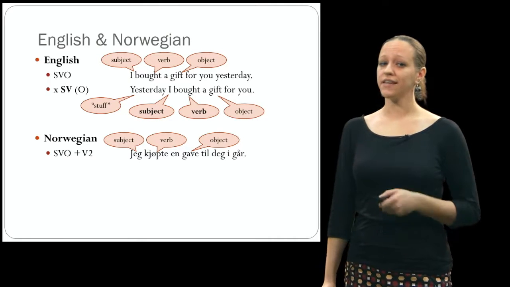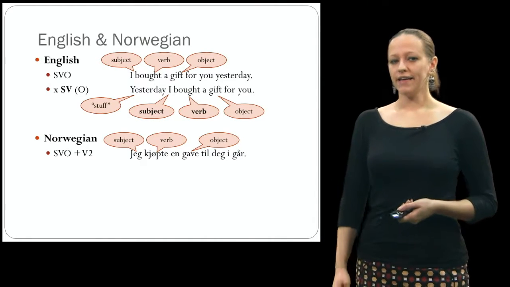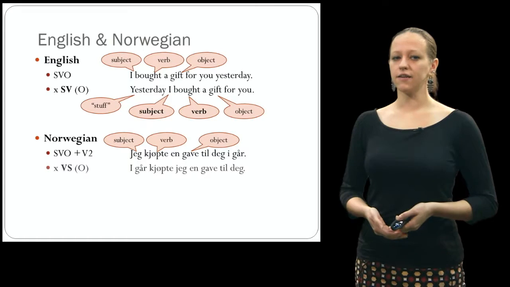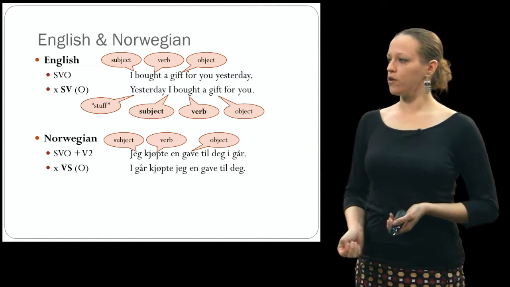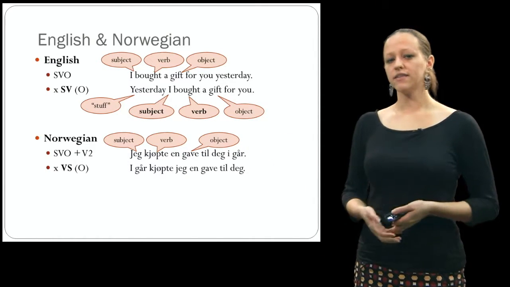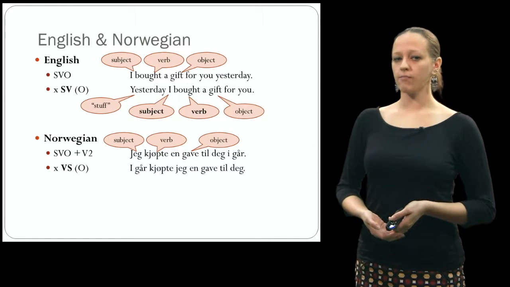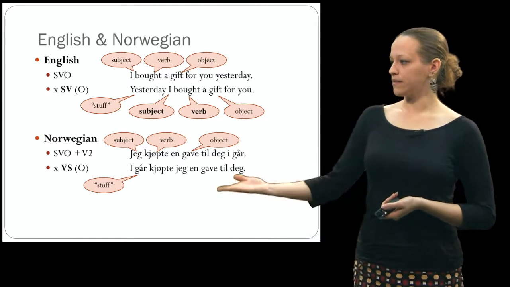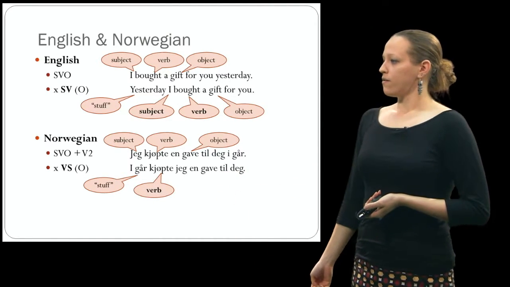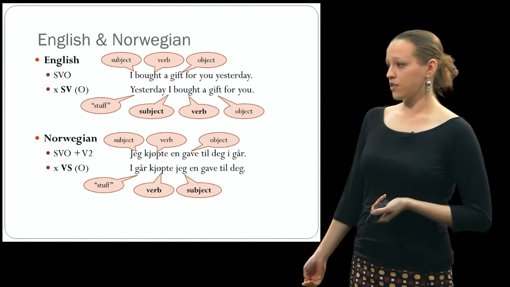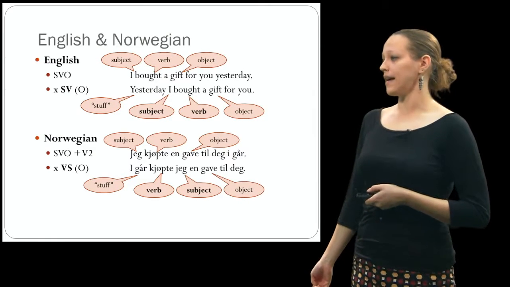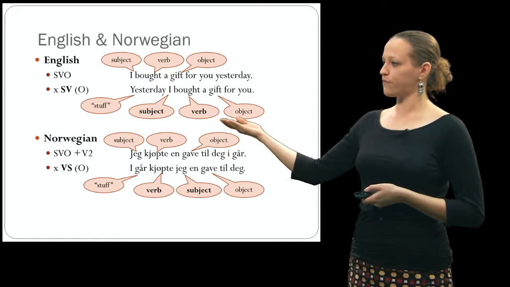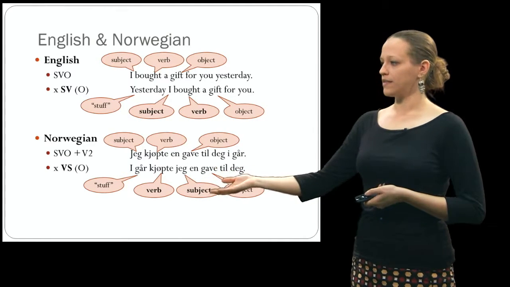In Norwegian, since it has the V2 rule, the V, the verb, will stand its ground. So if we put something in the front of the sentence, the verb must still come second and the subject must move. So we have i går, that's the stuff we put in the front. Verb, kjøpte, subject, jeg, en gave til deg. We can see that in English it is subject-verb, in Norwegian it is verb-subject.